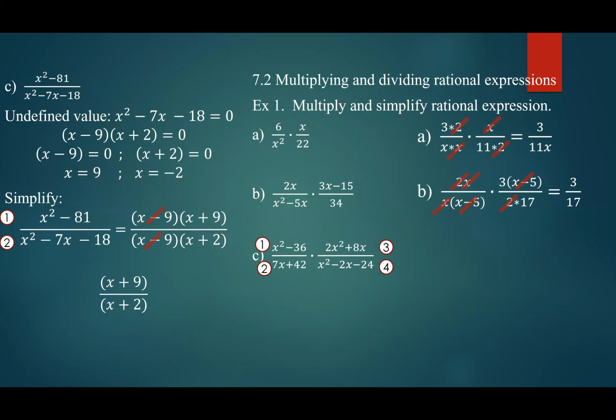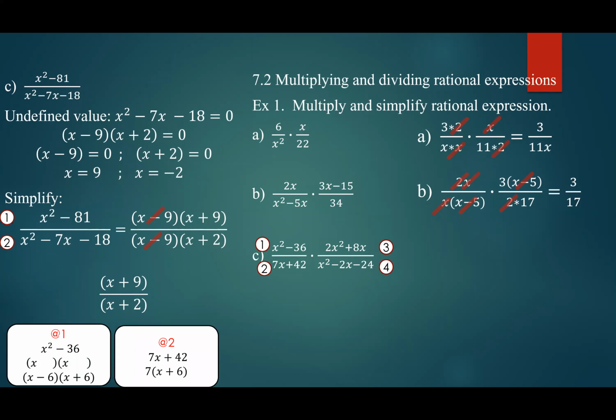So at number 1 here, x squared minus 36, hopefully you say, oh, that is a perfect square, Mr. Tran. And if it's a perfect square, you have x minus 6, x plus 6. That's how you factor a perfect binomial, right? And now at 2, what do we have? Well, 7x plus 42, what can you factor out? Is there a GCF? In this case, the 7 is a GCF. 7 can go into 7 and 7 can go into 42.